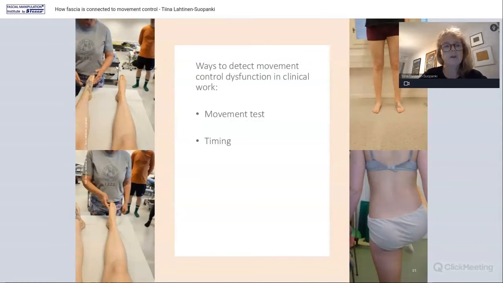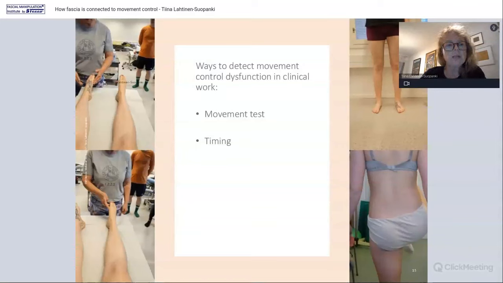So one of my favorite things is to test the timing. When we are detecting these things in clinical work, we need to check the timing. It's very important. It's not about force. Sometimes it's also about movement restriction, but there are a lot of tests, for example from Sirlis Arman, that we can do to check if there is good synergy in the muscles.